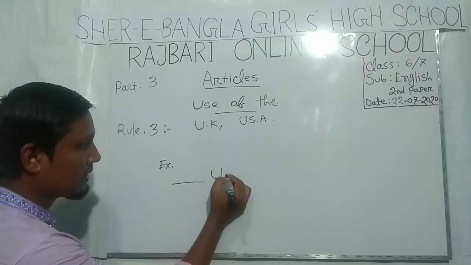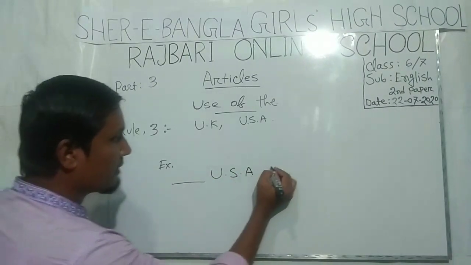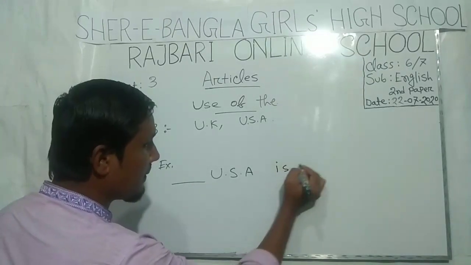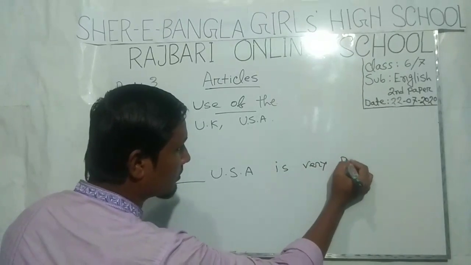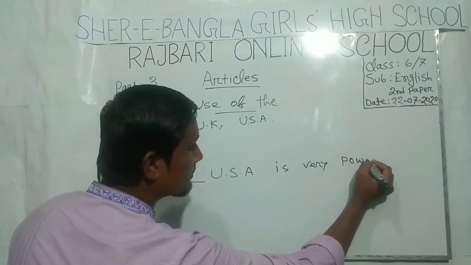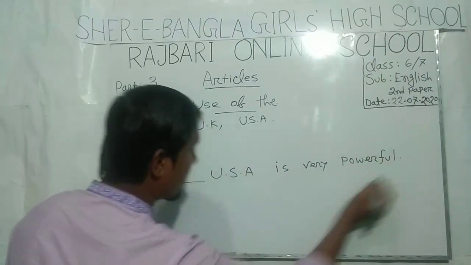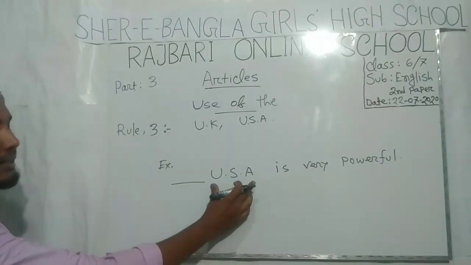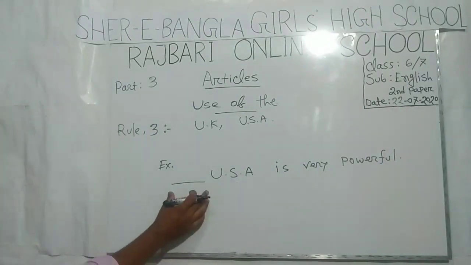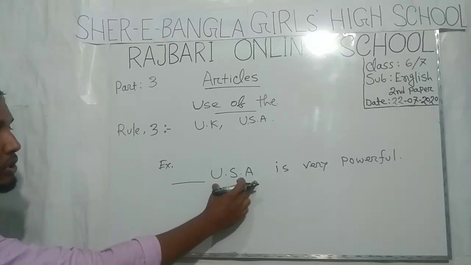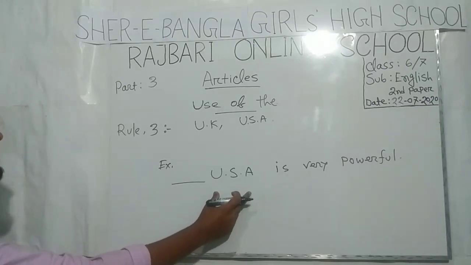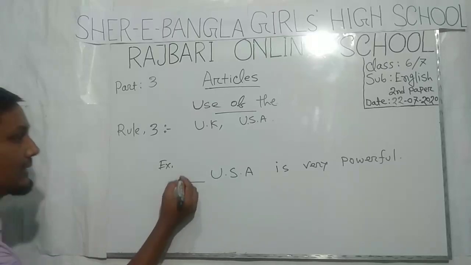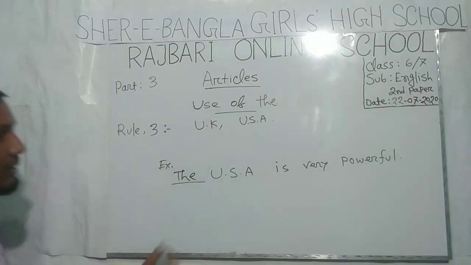Like that, for example, dash USA is very powerful. This is the name of a country, an abbreviation or short form of the country name, and you have to use "the" before that word. The USA is very powerful. Okay, I hope you have understood this also very well.